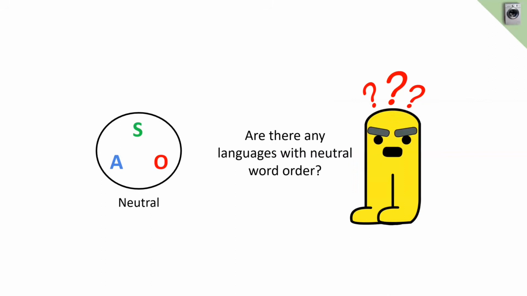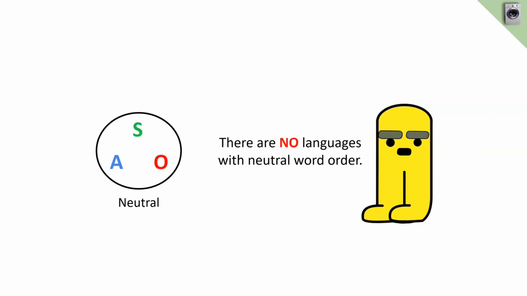So, it seems logical to ask whether or not there are any languages with neutral word order. I'll answer this question in a short moment, but before I do so, please pause the video and think about it a bit for yourself. Okay, ready? Hopefully you concluded that no, there are no languages with neutral word order. No worries if you didn't, though.